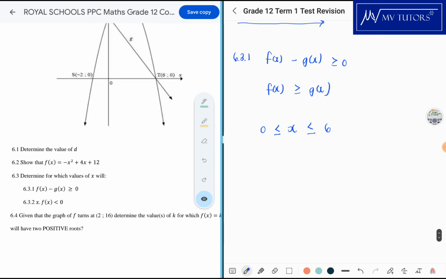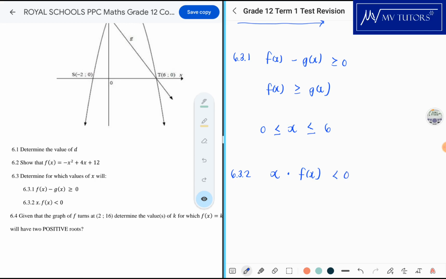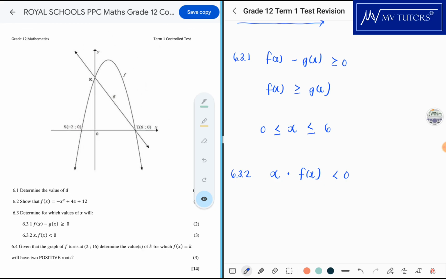Now let's just make this a little bit bigger. 6.3.2. So now determine the values of x for which x times f of x is smaller than 0. Now we're multiplying, it's getting a little bit complicated. Alright, so in this case, f of x, we have it, it's there. And they didn't tell us that we should use the graph to get our answer.